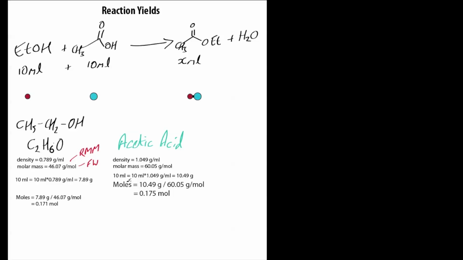Okay, that's this. The density of acetic acid, which you can look up, is 1.049 grams per mole, so it's a lot different to ethanol. The molar mass of acetic acid is slightly bigger than ethanol. It's 60.05 grams per mole. Now in 10 mils, I've calculated that 10 mils of acetic acid multiplied by the density should mean there is 10.49 grams in 10 mils of acetic acid, which is good.